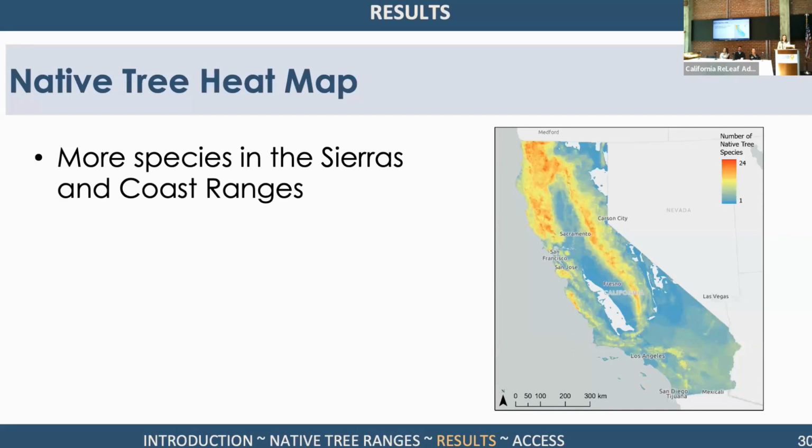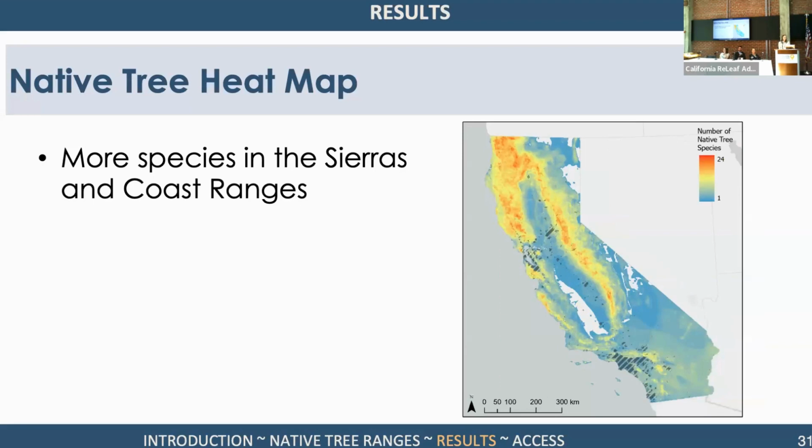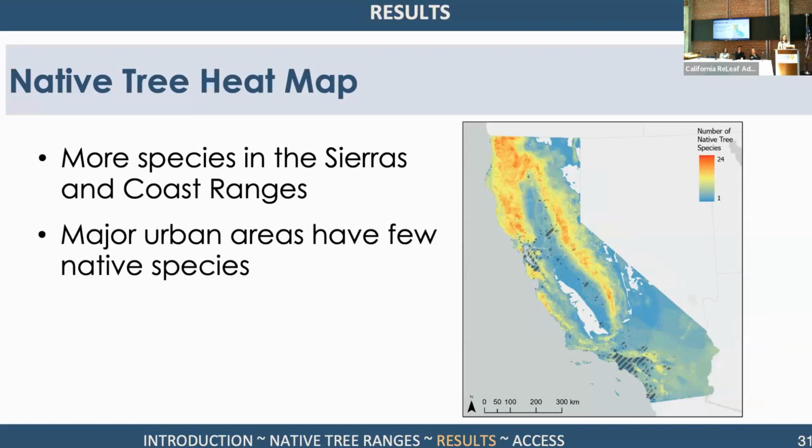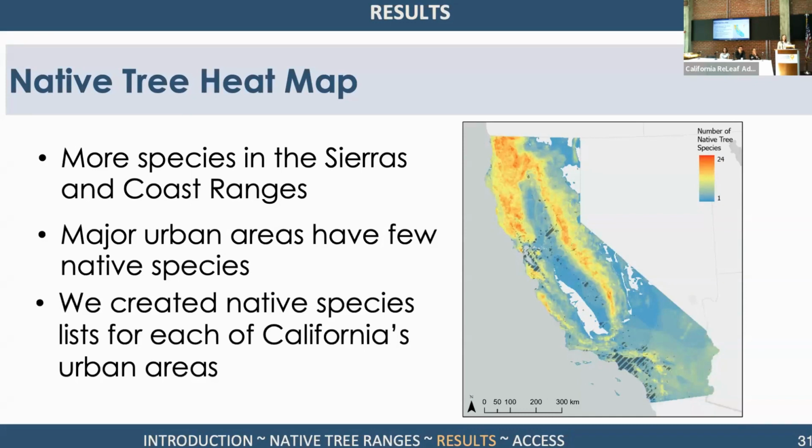Trees didn't grow there. So once we have this map, what we are able to do is overlay urban boundaries on top of it. And so these gray slashed areas are our state's urban boundaries. And if you look at those urban boundaries, what you might notice is that they appear to be in blue areas on the map, or areas that had lower numbers of native trees. And this is a trend that we've observed throughout the state. So our major urban areas tend to have few numbers of native tree species. And once we have those urban areas, what we're able to do is take each urban area's boundary, take each of our native species maps, and overlay them to find where they overlap. And that's how we make those city-specific native species lists. So for every city in California, we know exactly which species are native within that city's boundaries.